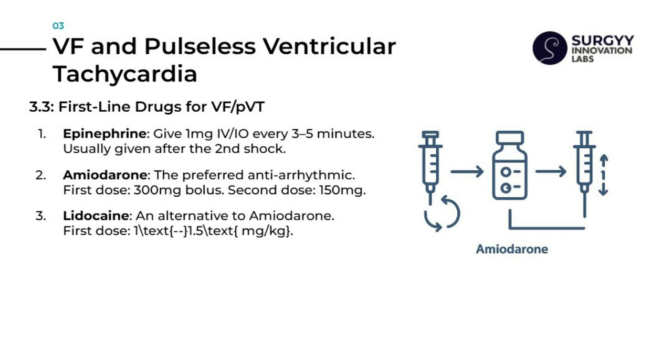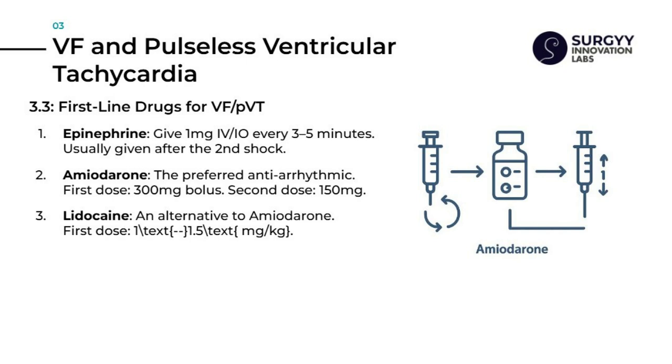Epinephrine is the primary vasopressor, administered as a 1 mg IV or IO dose every 3 to 5 minutes, usually starting after the second shock. Amiodarone is the preferred antiarrhythmic medication, given as a 300 mg bolus for the first dose and 150 mg for the second dose. Alternatively, lidocaine can be used if amiodarone is unavailable, with a first dose of 1 to 1.5 mg per kilogram.